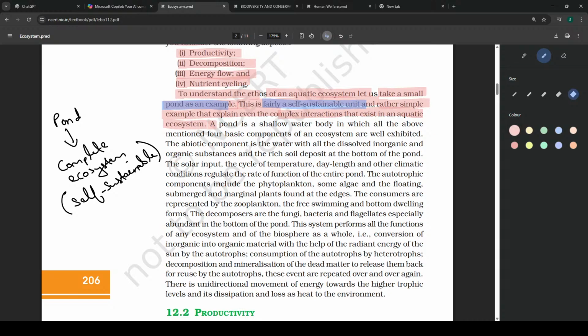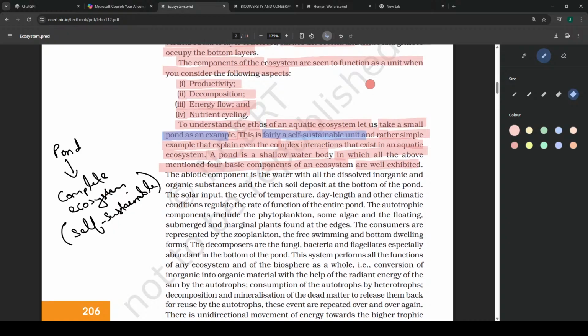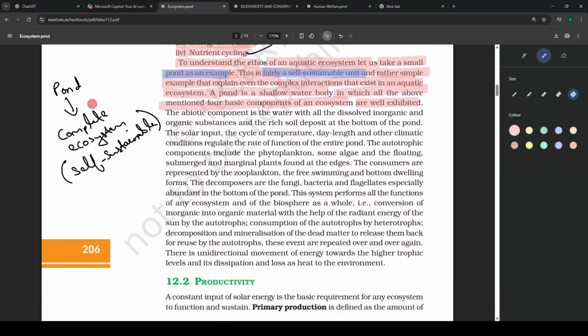A pond is a shallow water body in which all the above mentioned four basic components of an ecosystem are well exhibited. The components are productivity, decomposition, energy flow, and nutrient cycling. The abiotic component is the water with all the dissolved inorganic and organic substances and the rich soil deposit at the bottom of the pond. This is again important info to be remembered.